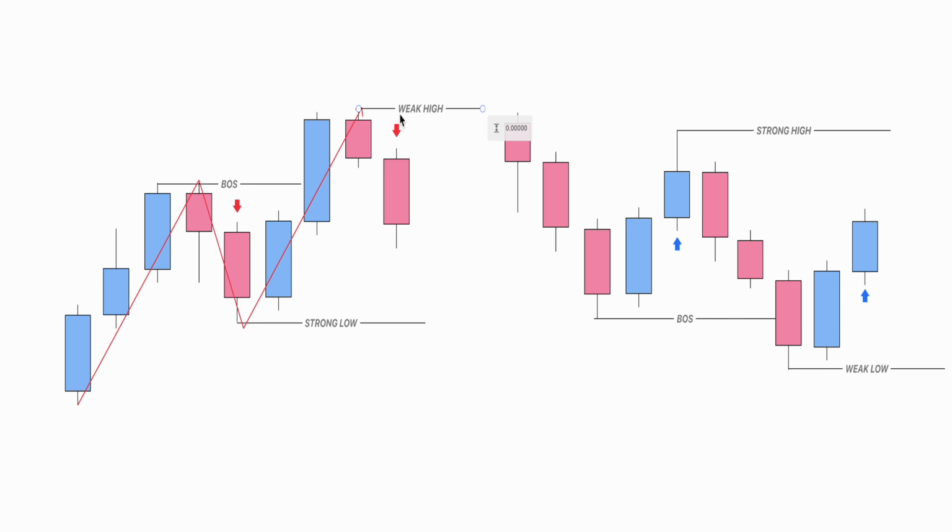Now when you're marking off your high, it's the highest point from the pullback. When you're marking off your low, it's the lowest point at the candle that closed down. So if we saw this bullish candle have a lower low, you would simply mark this from the low of that bullish candle for the low.